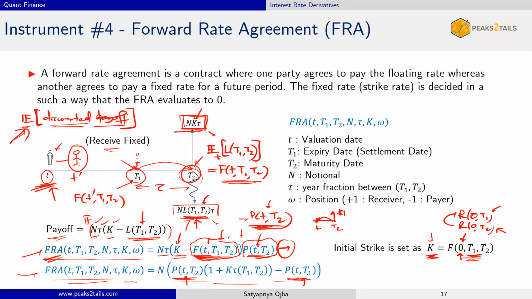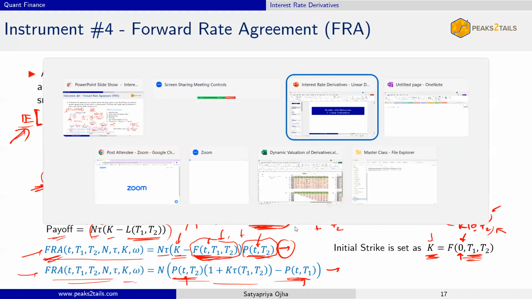Do you want to know how this is derived? The first one you understood, right? Expected discounted payoff. The second one is actually just two steps. If you want me to do it, I'll do it, or else we'll skip it.